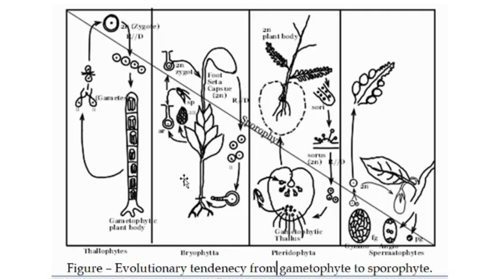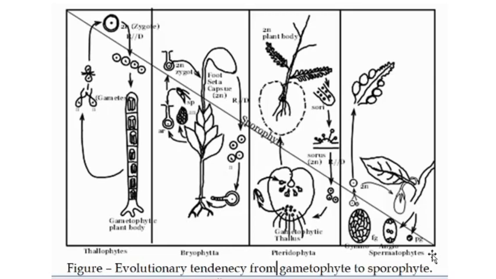So when we see the earlier plants like the algae or the bryophytes, we see that the sporophyte is dependent on the gametophyte. When we move along from bryophytes to pteridophytes to gymnosperms and angiosperms, we see that the reverse is taking place, that is, the gametophyte becomes dependent on the sporophytic plant body.